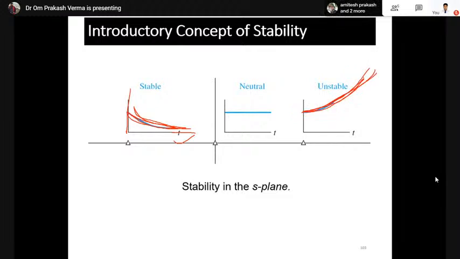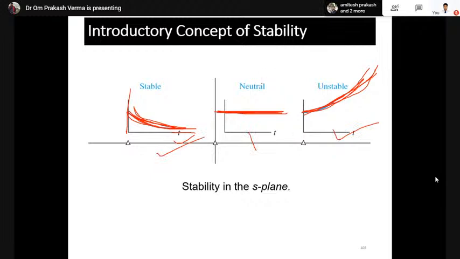I don't know what the value is at t equals infinity, but here we can say that as t tends to infinity, this is approaching zero. But in this case, as t tends to infinity, the value is sustained, or fixed at a particular value. Okay, so there are three conditions: this is stable, this is unstable, and this is neutral.